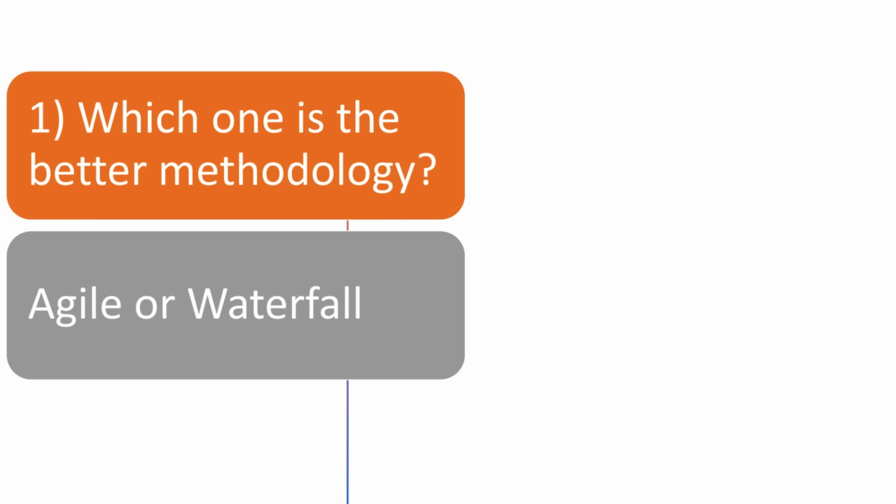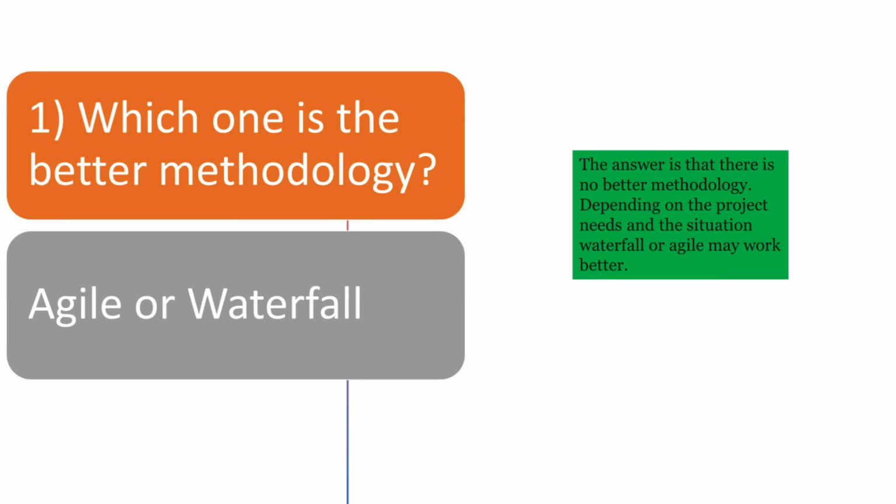The answer is that there is no better methodology. Depending on the project needs and the situation, Waterfall or Agile may work better. For example, for a project with low uncertainty and low likelihood of changes, Waterfall is probably the better methodology. However, for a project with high uncertainty and a high frequency of changes, Agile is probably the better methodology.